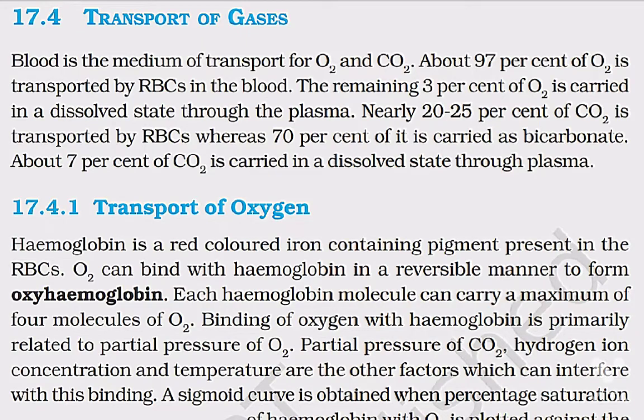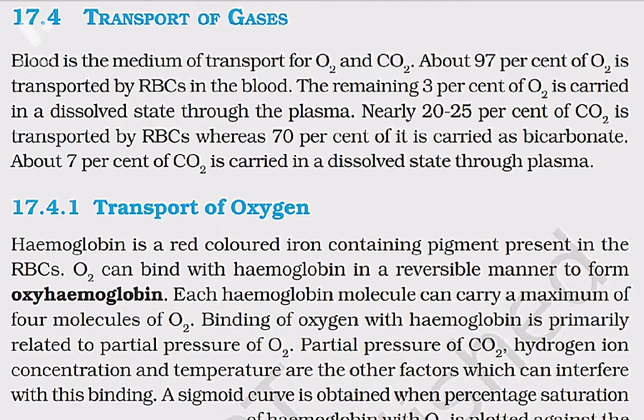17.4 Transport of gases. Blood is the medium of transport for oxygen and carbon dioxide. About 97% of oxygen is transported by RBCs in the blood. The remaining 3% of oxygen is carried in a dissolved state through the plasma. Nearly 20 to 25% of carbon dioxide is transported by RBCs, whereas 70% of it is carried as bicarbonate. About 7% of carbon dioxide is carried in the dissolved state through plasma.